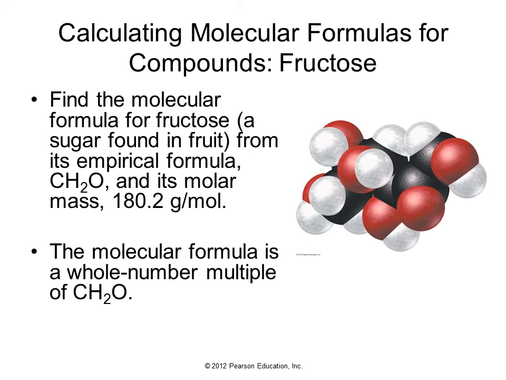Suppose we want to find the molecular formula for fructose, the sugar found in fruit. Its empirical formula is CH2O, 1 carbon, 2 hydrogen, 1 oxygen. But its molar mass is 180.2 grams per mole. So what you can see is that it consists of more than 1 carbon, 2 hydrogen, and oxygen, but some multiple of that. The molecular formula is a whole number multiple of CH2O.